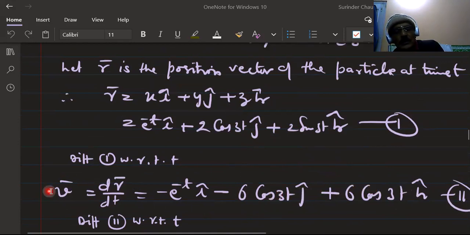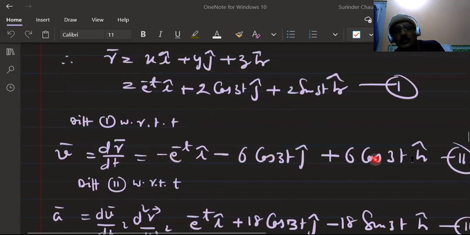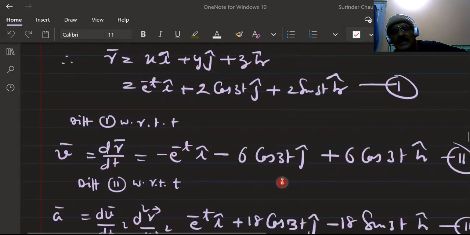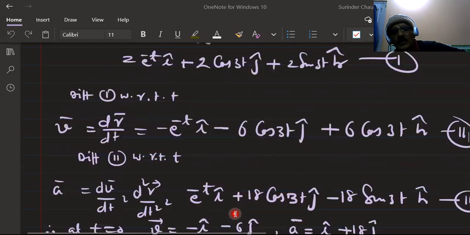Now the rate of change of velocity is acceleration. Now differentiate this with respect to t. This is equal to e to the power minus t, minus times minus gives plus. d/dt of sin is cos, and d/dt of cos is minus sin. This sign should be minus, and this should be minus also.